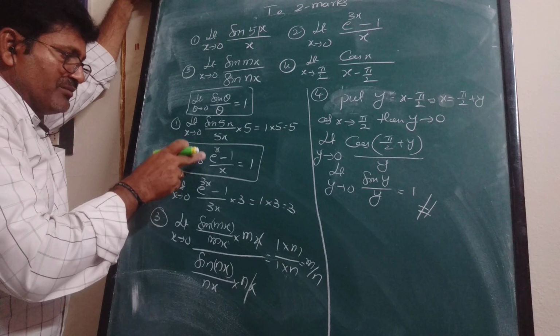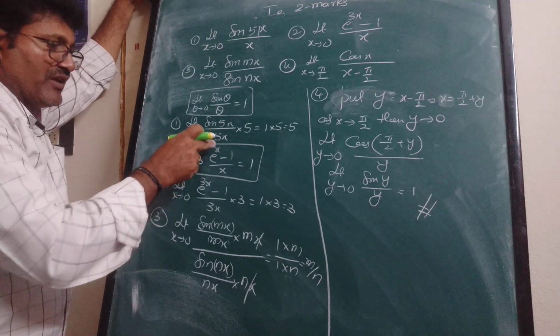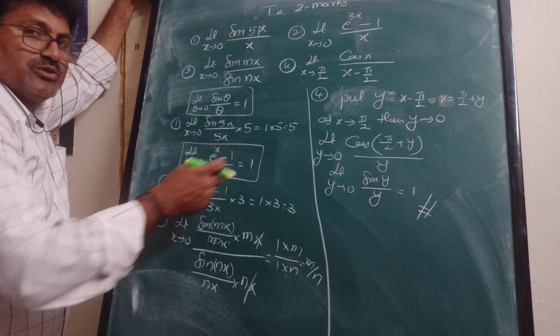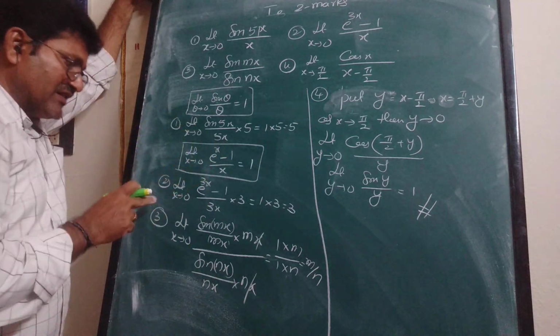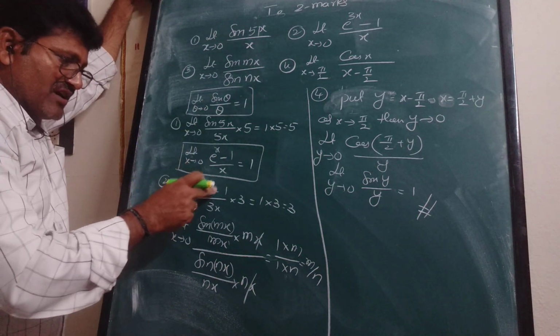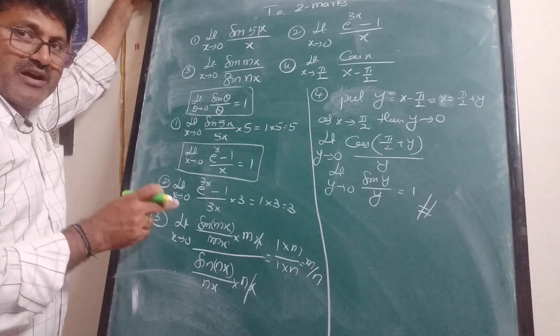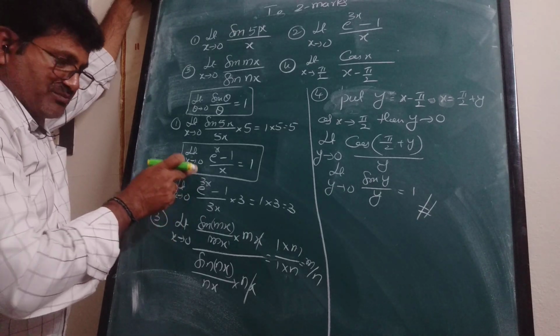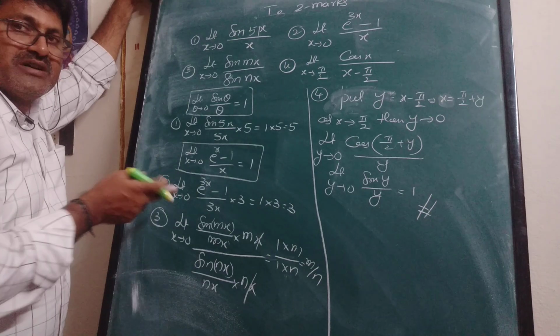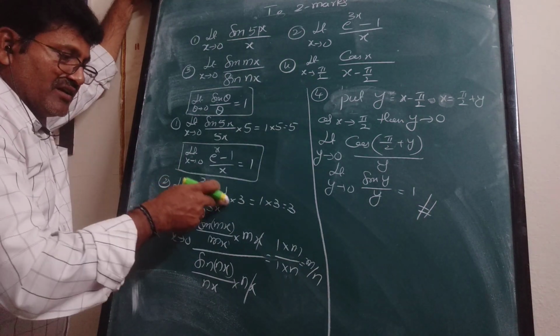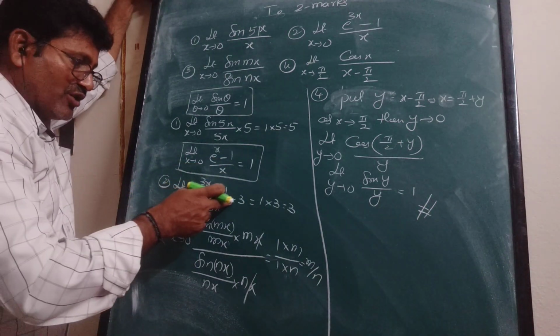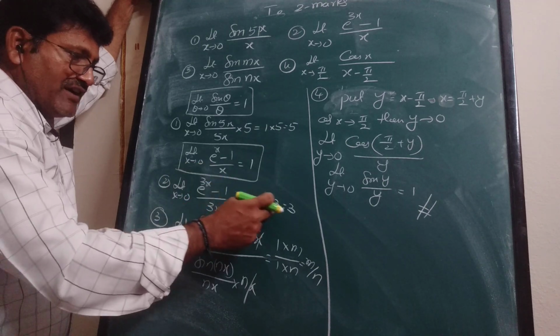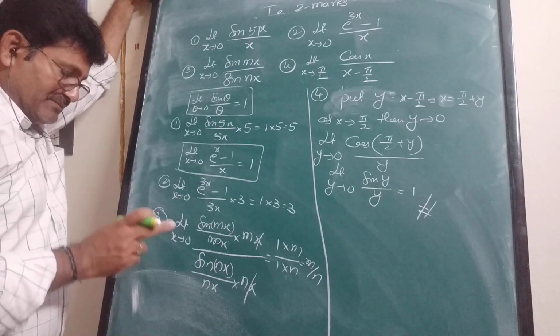Now we will use the formula limit x tends to 0 e power x minus 1 upon x is equal to 1. According to this, limit x tends to 0 e power 3x minus 1 upon x. We want to make the exponential power and the denominator both equal. So 3 should be there. Multiply and divide with 3 so that we get 3. This value is 1. 1 into 3, the answer is 3.